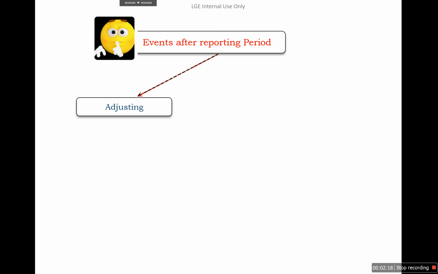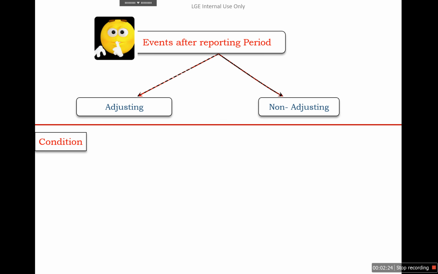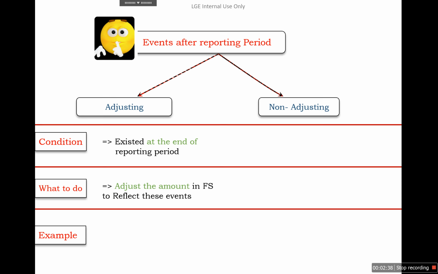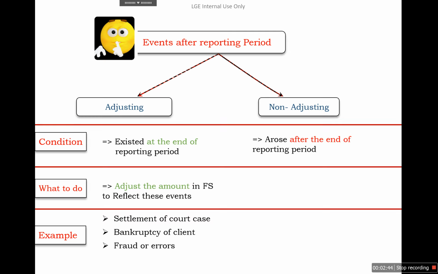Events after the reporting period are classified in two categories. One is the adjusting event, another is the non-adjusting event. An adjusting event is one for which some condition existed at the end of the reporting period, and in this case we need to adjust the amount in the financial statements to reflect these events. Examples of these events are settlement of court cases, bankruptcy of clients, and frauds or errors.